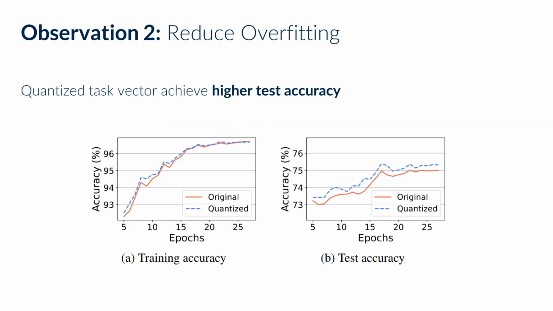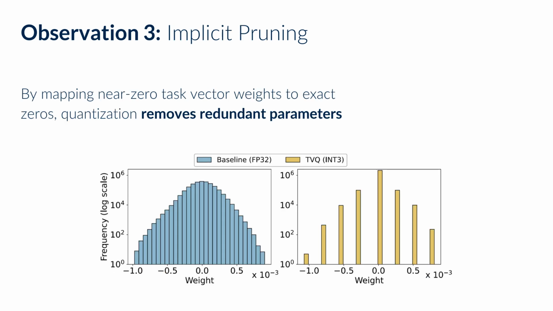Second, the regularization effect. Quantization is analogous to adding noise to the weights, which prevents the model from overfitting to the training data. In fact, our experiments confirmed that the quantized task vectors often achieved higher test accuracy than the original uncompressed vectors. Third, the implicit pruning effect. Task vectors contain many values that are close to zero. During the quantization process, these small values are mapped to exactly zero. This has the effect of pruning unnecessary parameters, making the model sparser and more efficient.